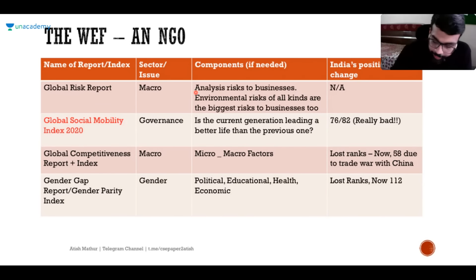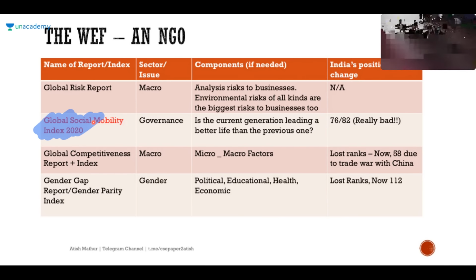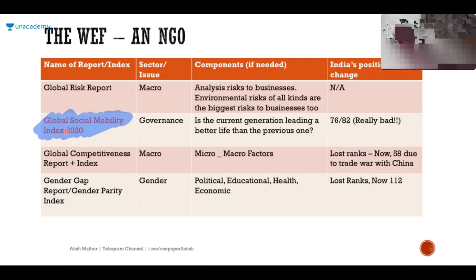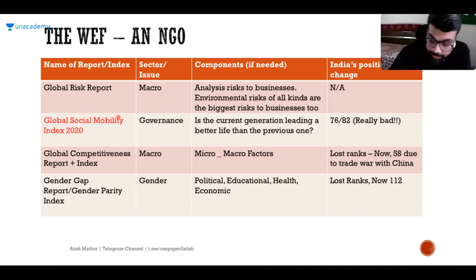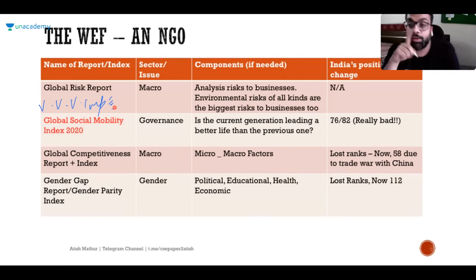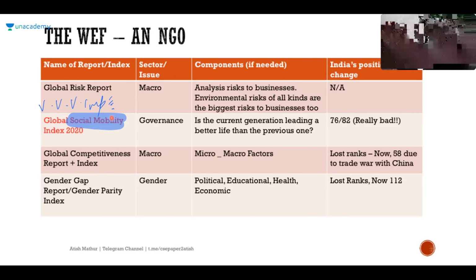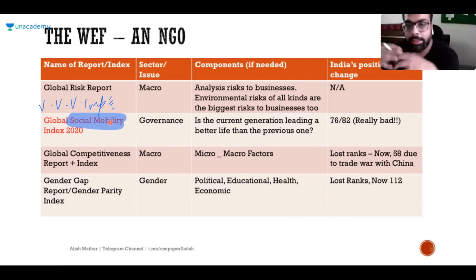Now, the second report, the Global Social Mobility Index. This is very, very important for prelims this year because this is the first time an index like this has been created. It is drafted by the World Economic Forum. It's largely on the sector of governments, which makes me ask what on earth is social mobility. Social mobility basically means, in one very simple line, is the current generation leading a better life than the previous generation?